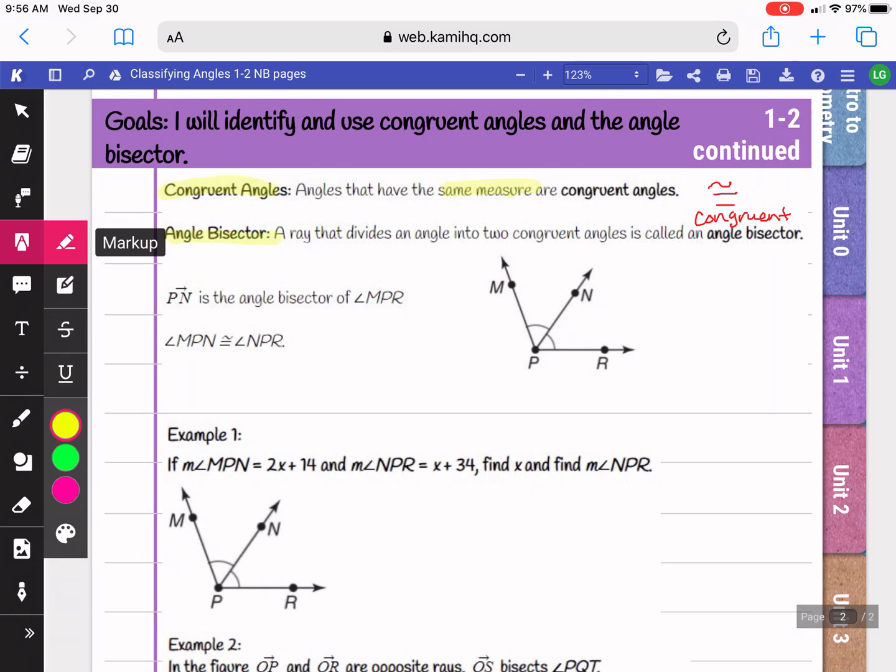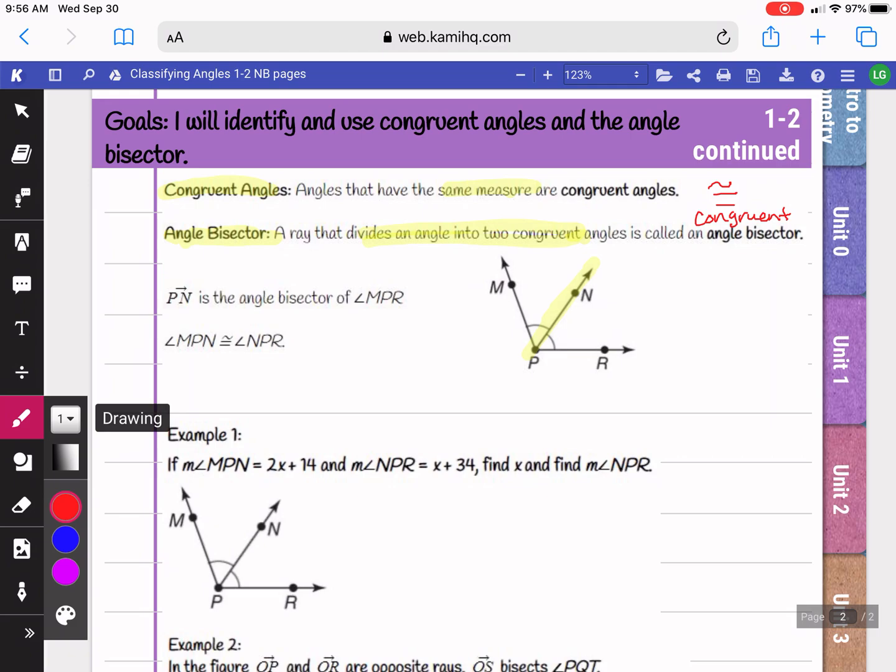An angle bisector is a ray that divides your angle into two congruent angles. So if you look at this next figure, here ray PN is the angle bisector of angle NPR. What ray PN is doing is cutting angle NPR into two congruent angles, so two angles that have the same measure. So here angle MPN and angle NPR are congruent. So ray PN is bisecting angle NPR, and when it bisects it, it creates two congruent angles.